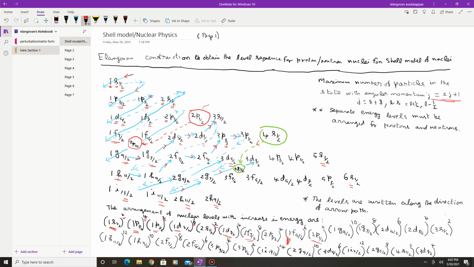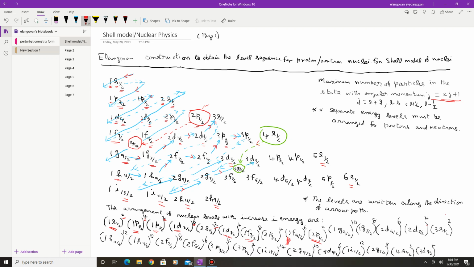So this level. You note down this diagram, and this 2p half goes to a position between 1f 5 by 2 and 1f 9 by 2. So in between these two is this 2p half. You must remember that one. Similarly, you can draw the level sequence, the sequence of energy levels along the diagram.